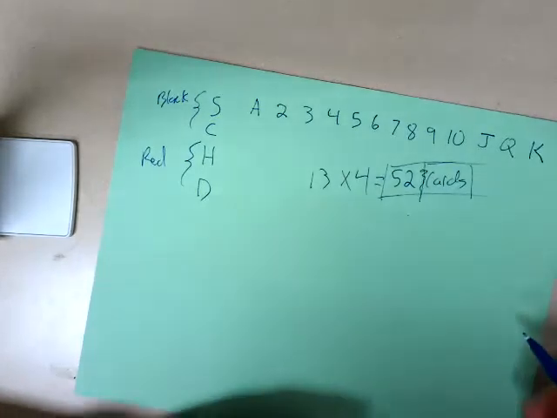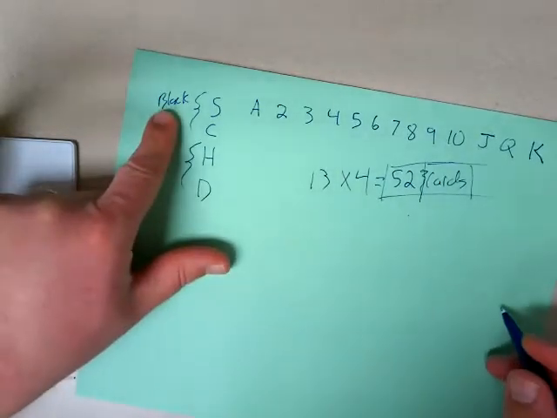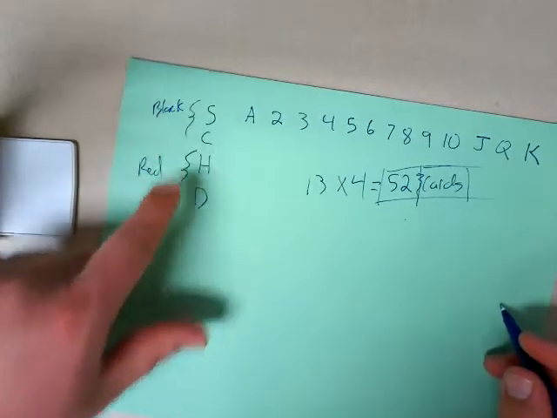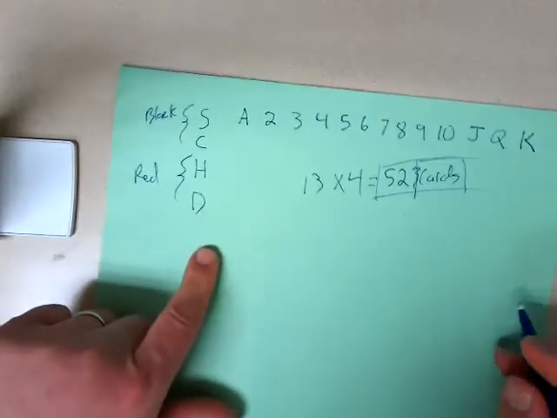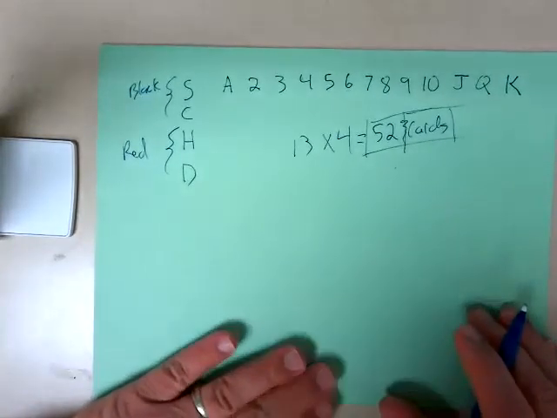Okay? And then you could say half of the deck is black. These 26 cards. Half of it's red. These 26 cards. So you have red and black.